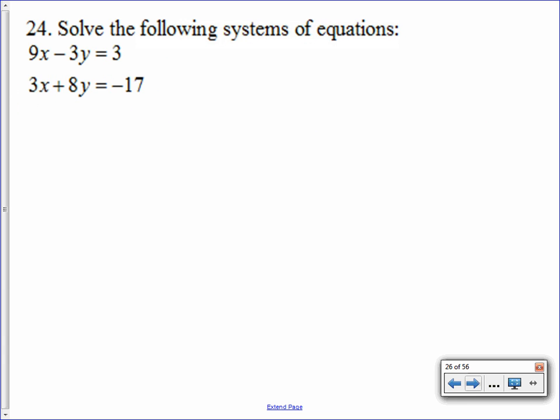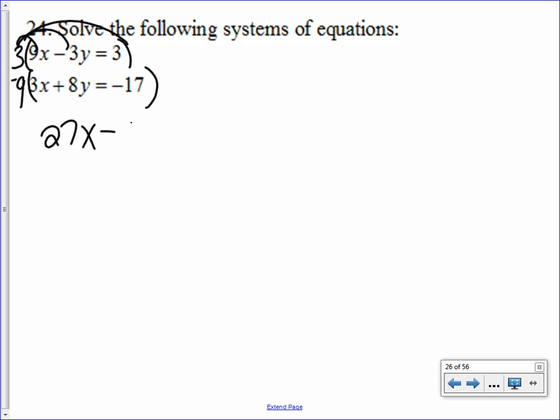Number 24 is another example, pretty much the same thing. Let's choose the x's in this example. I'm choosing the x's to cancel. I put a 9 here and a 3 here. They're both positive, so I have to make one of them negative. It doesn't matter which one, but I have to just pick one. Distribute it out. 27x minus 9y equals 9.